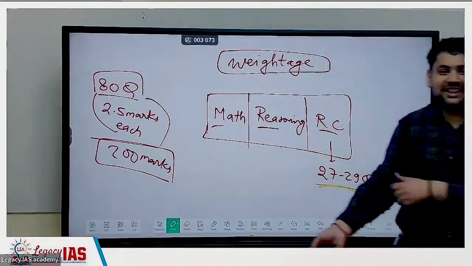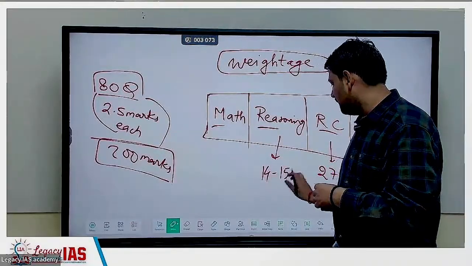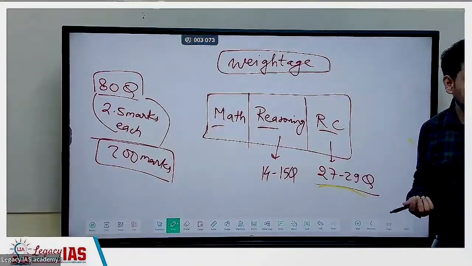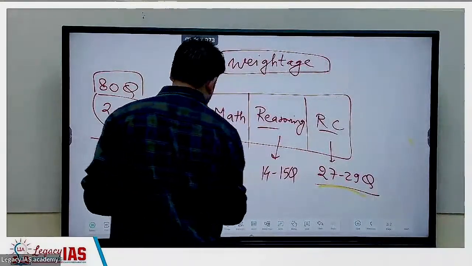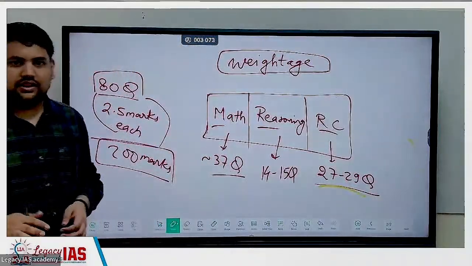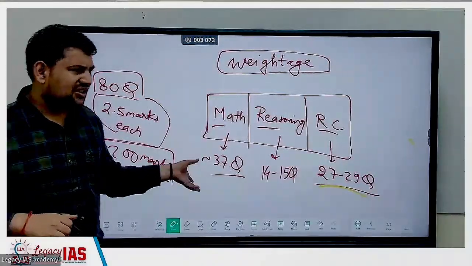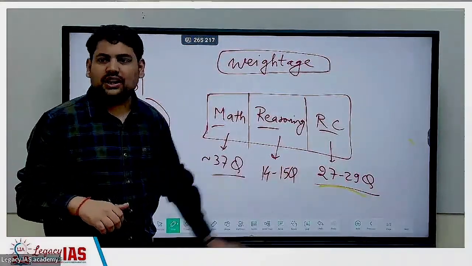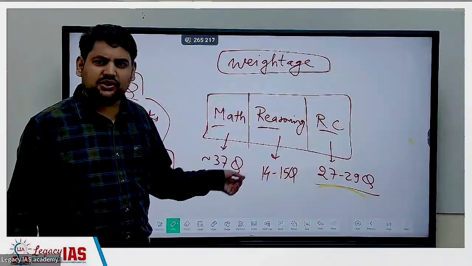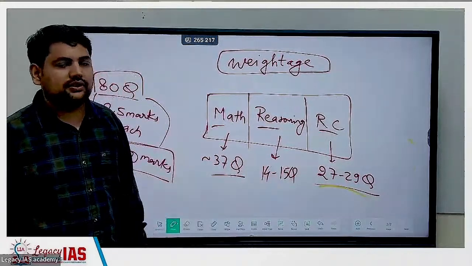Okay. Now, reasoning would consist of 14 to 15 questions. And the remaining part, that is, let's say approx 37 questions would come from math. This is how the weightage of these parts is. Of course, it fluctuates 1 or 2 here and there, but more or less, this is the weightage that is given to different parts.